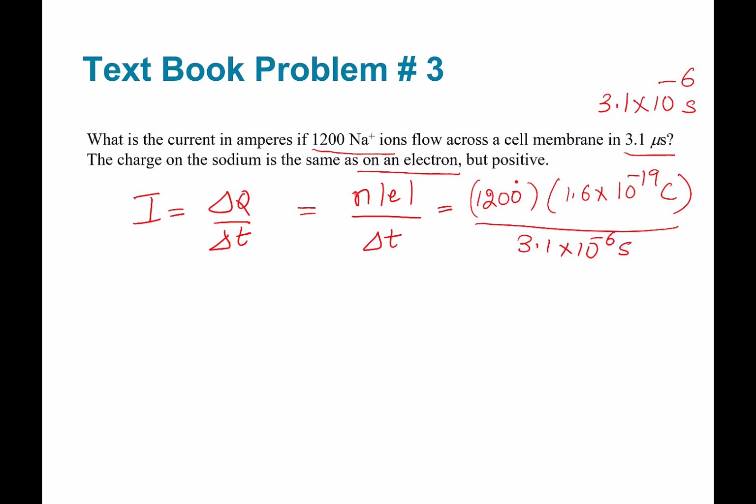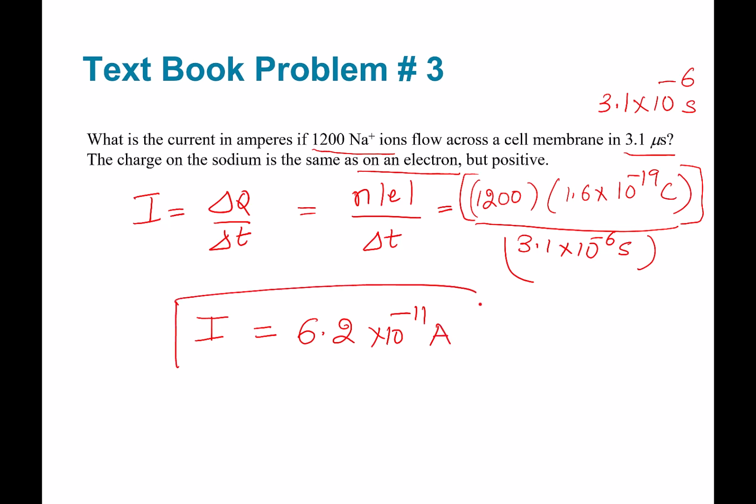If you take out your calculators, pause the video and calculate this, you should be able to find out the current that is flowing through the cell membrane in 3.1 microseconds. You have to imagine the cells are really tiny and the information passes at lightning speed. So the current generated in this scenario should be of the order of 6.2 cross 10 to the power of minus 11 amps. It's a very small current that is generated in our cell membrane.